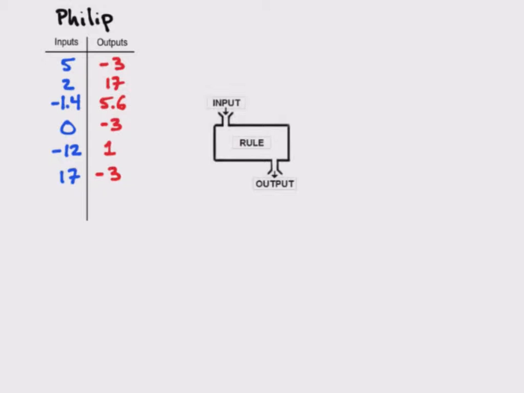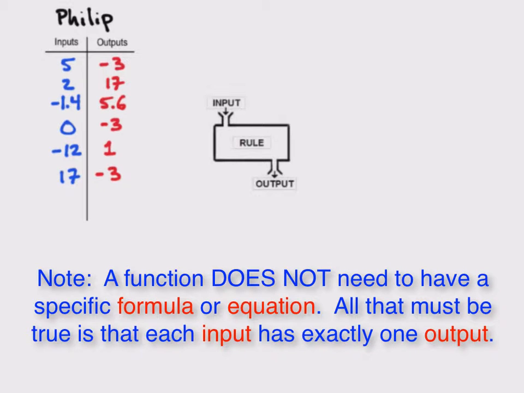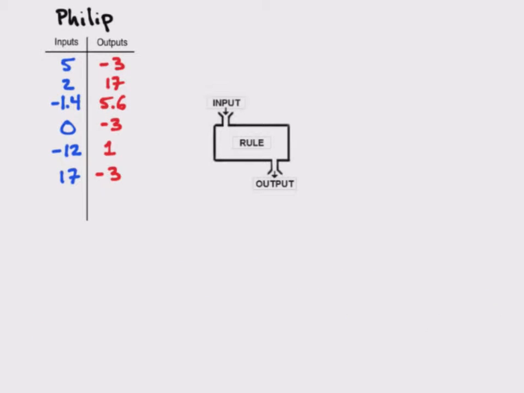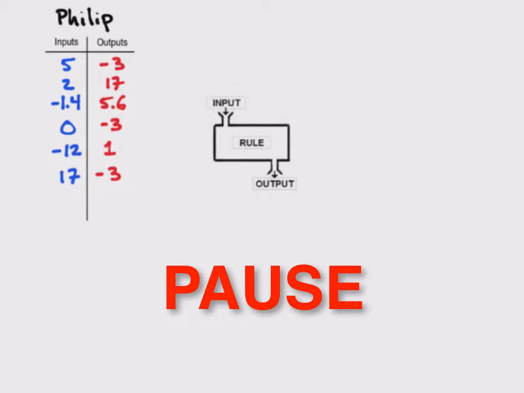And this is a really important note: a function doesn't need to have a specific formula or equation for each of its input-output pairs. For instance, the rule for this function is that 5 is mapped to -3, and 2 is mapped to 17, and -1.4 is mapped to 5.6, etc. Now, why don't you take a second to try to draw a mapping diagram for this function on your own? Pause the video now, try to draw a mapping diagram, and when you're done, play it, and we'll reconvene.